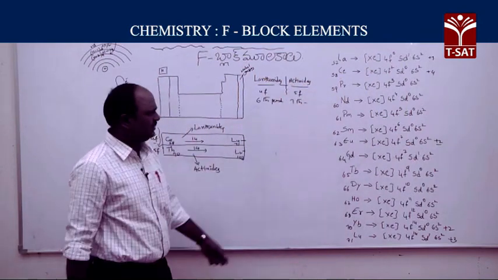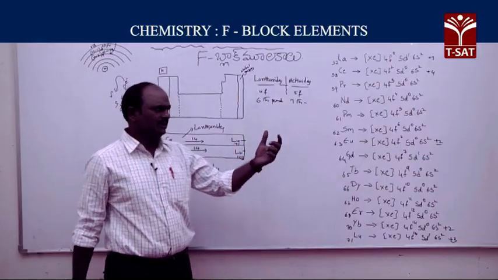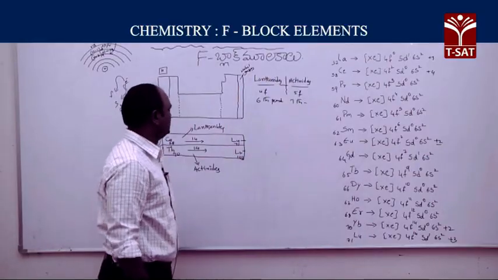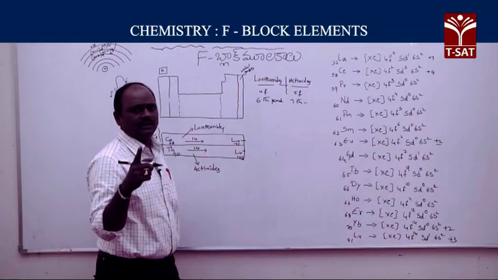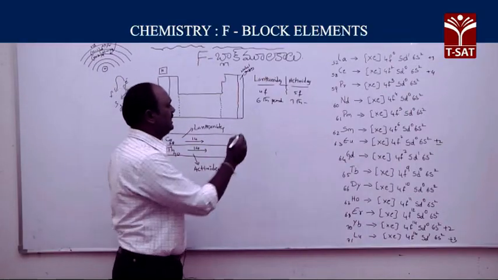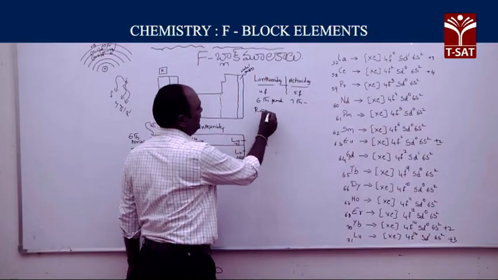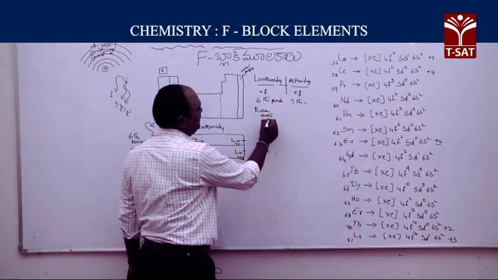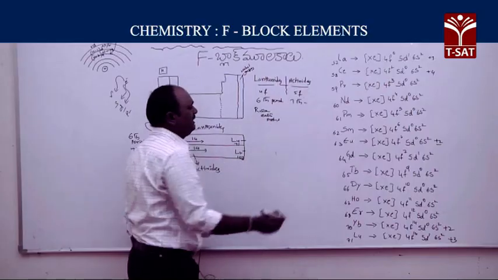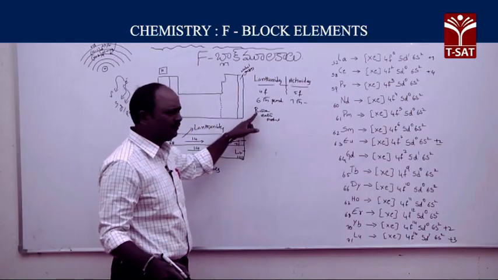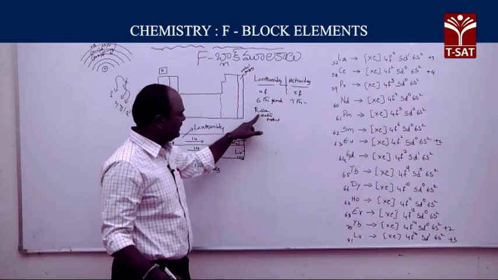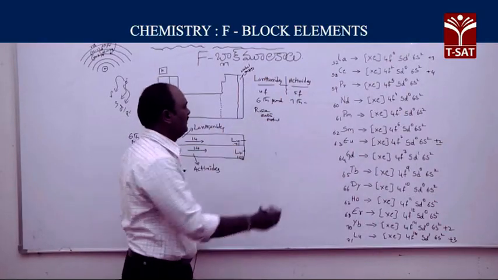You might have seen that lanthanides are also called rare earth metals. These are rare earth metals as their occurrence is very rare in the earth's crust. Therefore, they are called rare earth metals.